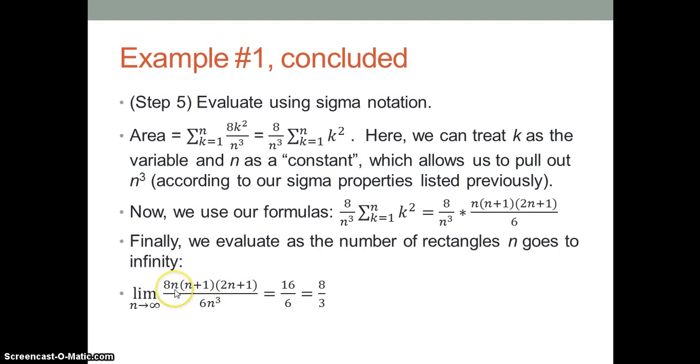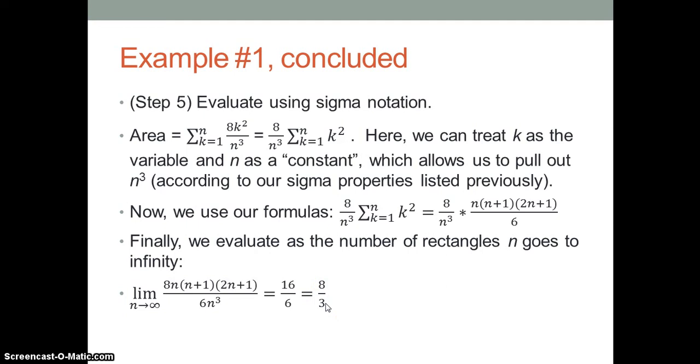And if you remember, in order to evaluate this limit, we need to take a look at our highest powers in our numerator, which will be an n cubed, and our denominator, which will be an n cubed. Since those are the same, we just need to compare the leading coefficients, which is 8 times 2 on the top and 6 on the bottom, and our area is 8/3.